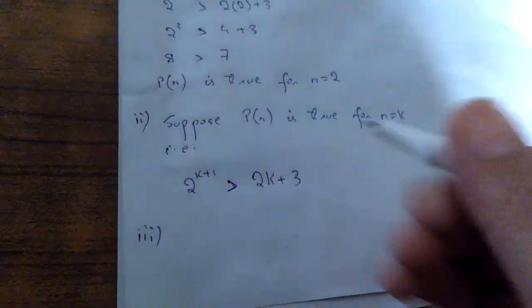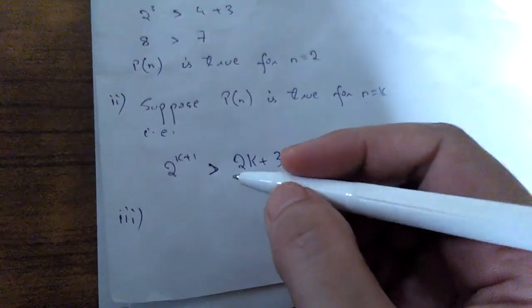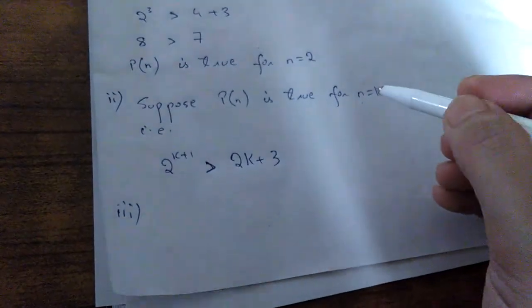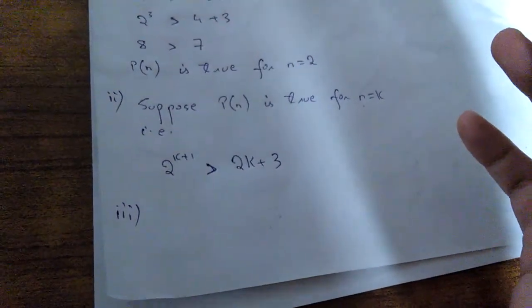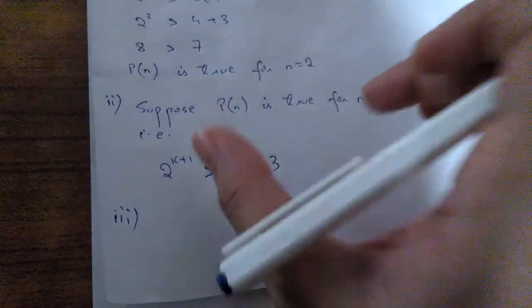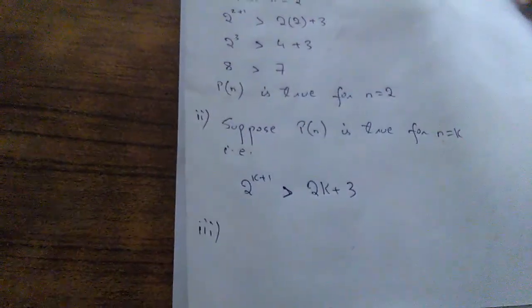This is the final one, in which we have to work on the concept that p of n will be true for n equals k plus 1 if it is true for n equals k. So as it is true for n equals k, it should be true for n equals k plus 1. Let's see now.